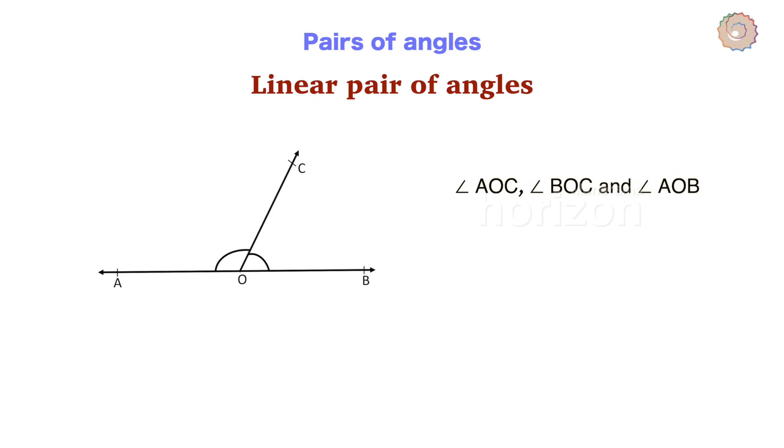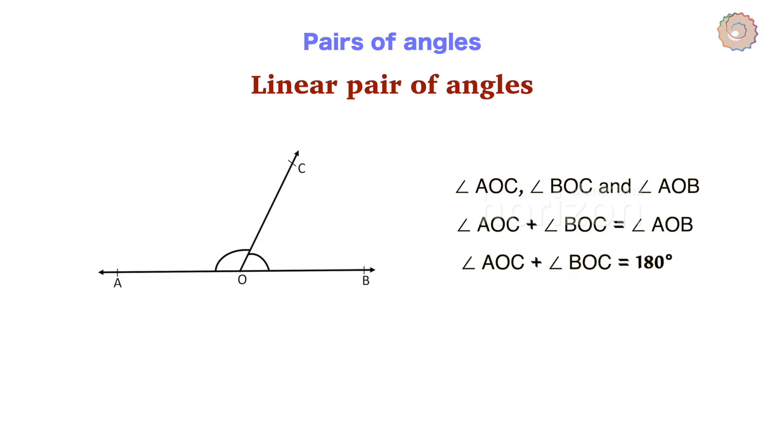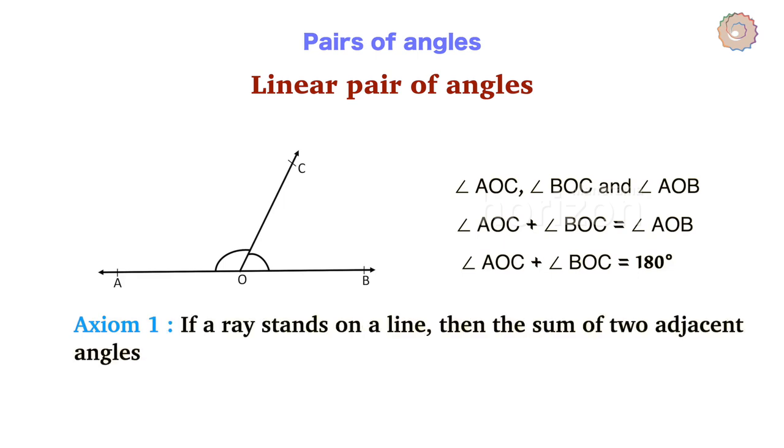Here we find that angle AOC and angle BOC are adjacent angles. So we can write the equation as angle AOC plus angle BOC equals angle AOB. And since angle AOB is a straight line, that is, it's 180 degrees, we can write the equation as angle AOC plus angle BOC equals 180 degrees. Now this can be mentioned as an axiom, that is, if a ray stands on a line, then the sum of the two adjacent angles so formed is 180 degrees.